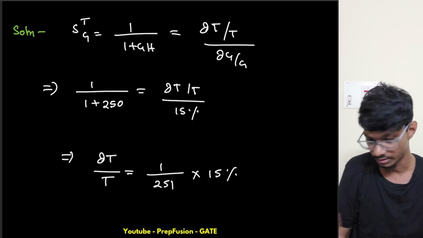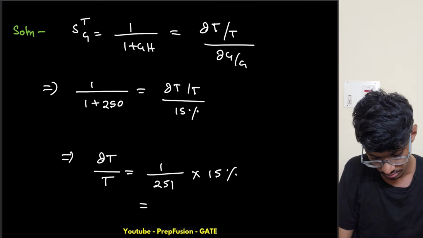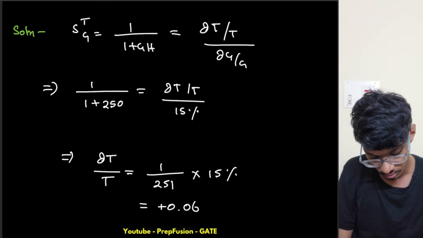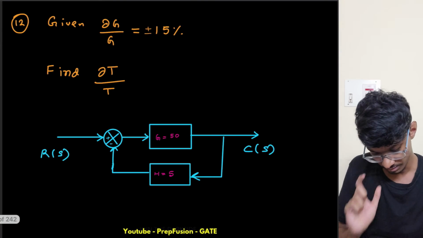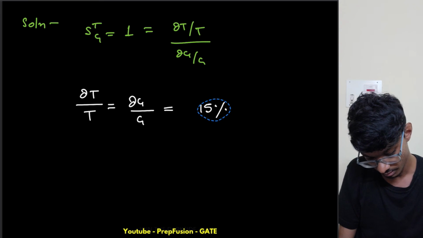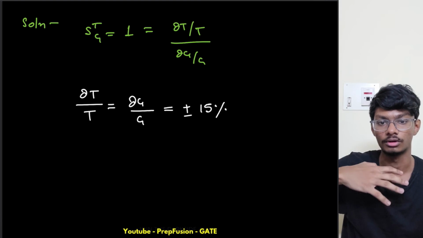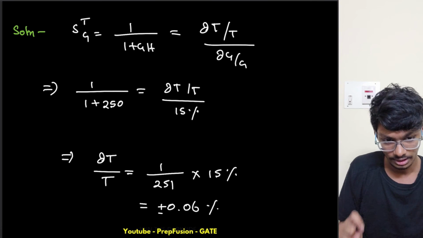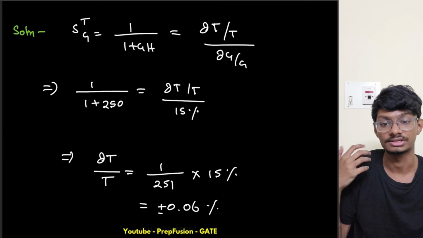So yeah, I have written down my values here. Always use the GATE calculator for calculating 0.06 percentage, right? This is actually plus minus. I forgot to write it here. It can go up, go down due to disturbance, due to noise. So this is plus minus, and this is much improved and much better. The sensitivity has improved much better.